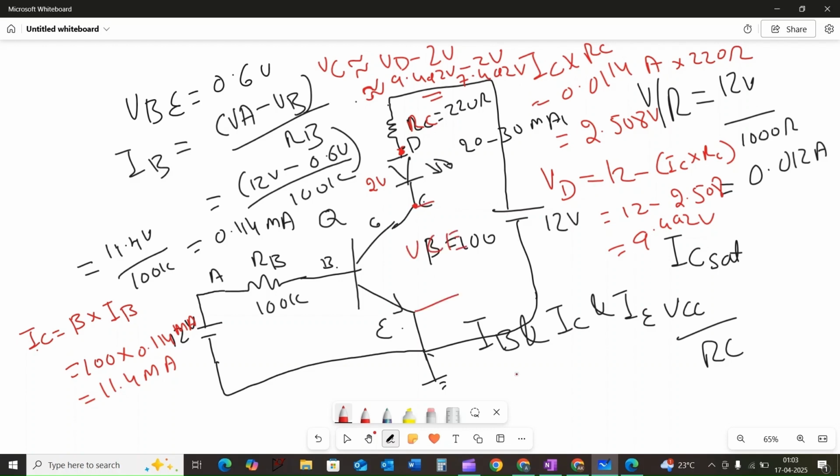And collector to emitter voltage VCE can be given by VC minus VE, which is equal to 7.492 volt minus 0 volt, which is equal to 7.492 volt. For amplifier application, VCE is often set to half of VCC for maximum signal swinging.